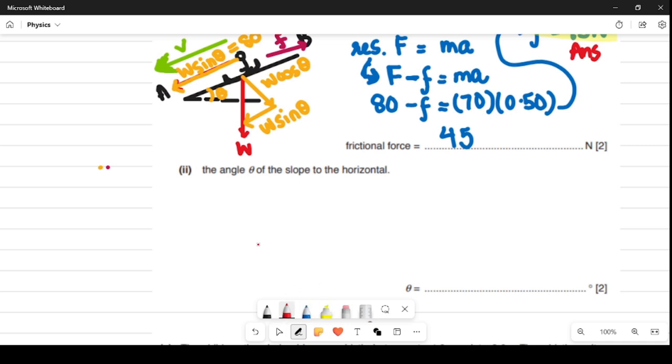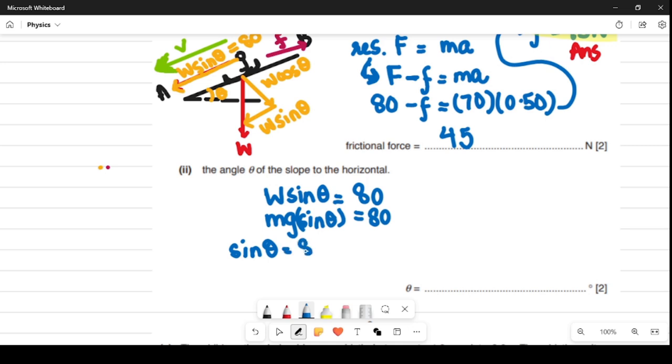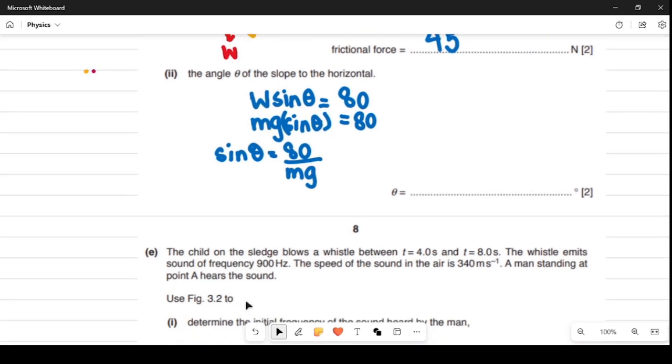We know, they've already told us that W sine theta, the component of W acting downwards, is 80 newtons. We are concerned with the magnitude. W means mg, sine theta we have to calculate, 80 we already have. Let's take everything except theta to the other side, so you have theta is equal to sine inverse of 80 over mg.